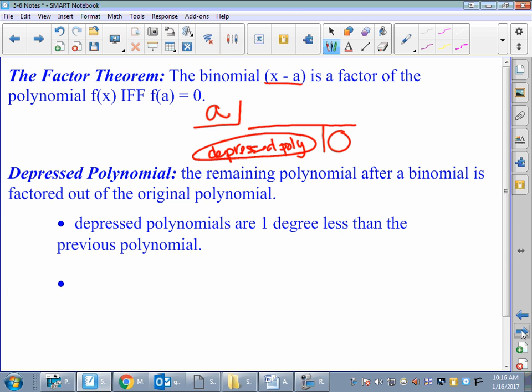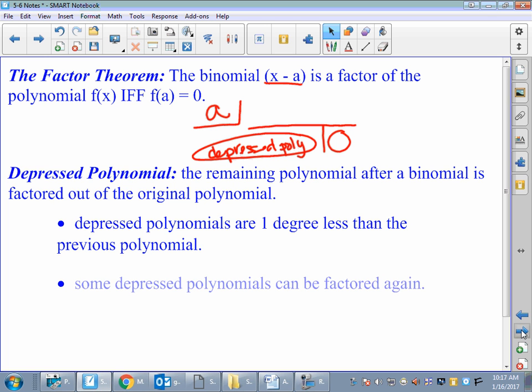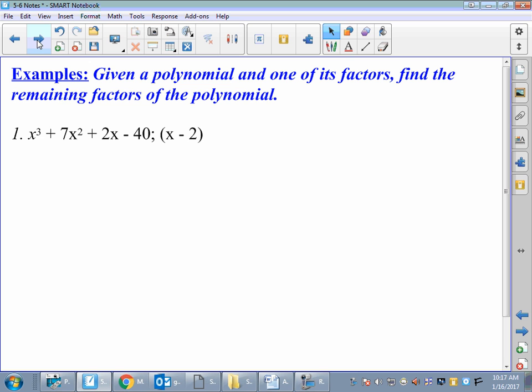And after we do the synthetic substitution, you may or may not have to factor that again. So you'll always look to see, could I factor the other polynomial? So what we're trying to do here is write our polynomials in factored form using the synthetic substitution. So let's go ahead and try it here. So you can see that they give us a polynomial, and they actually give us one of the factors.